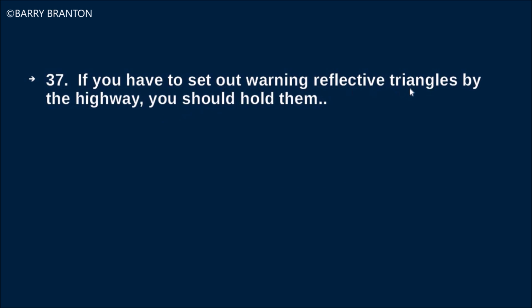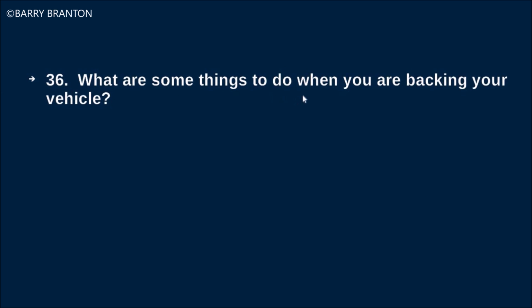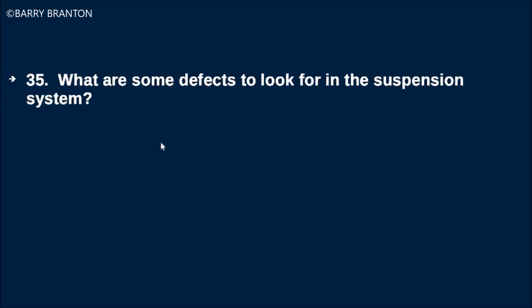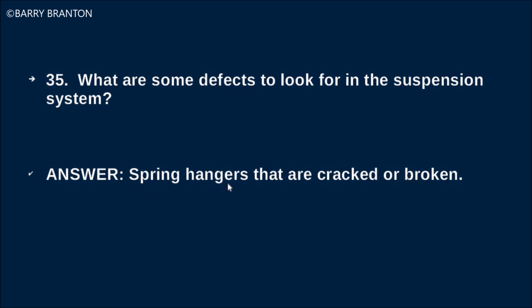If you have to set out warning reflective triangles by the highway, you should hold them between yourself and oncoming traffic. What are some things to do when you are backing your vehicle? Look at your path, back slowly, and back straight back. What are some defects to look for in the suspension system? Spring hangers that are cracked or broken.